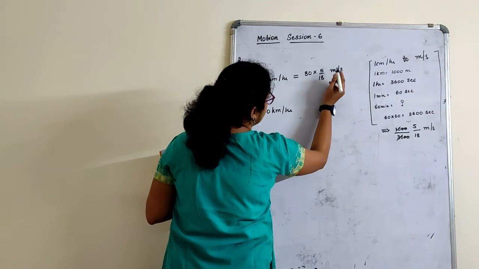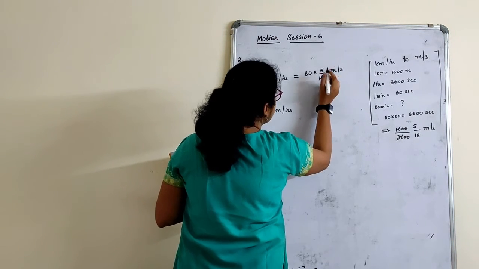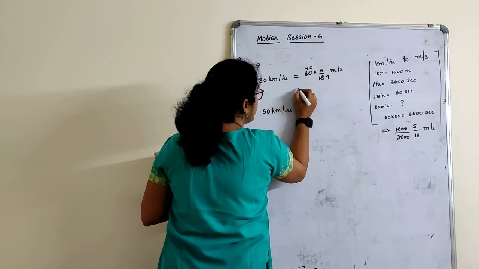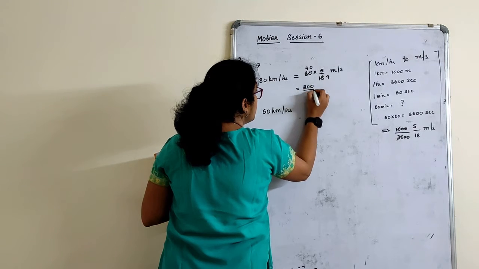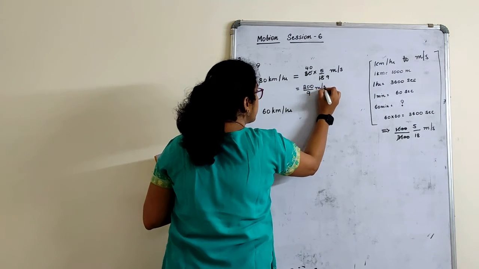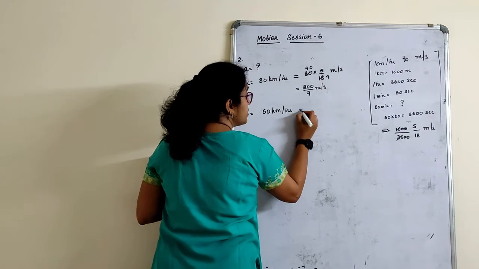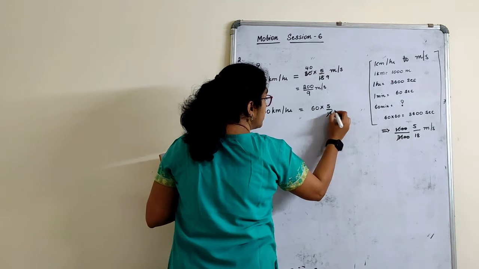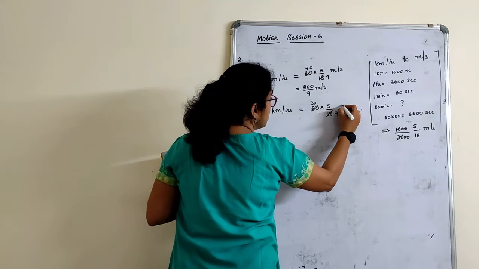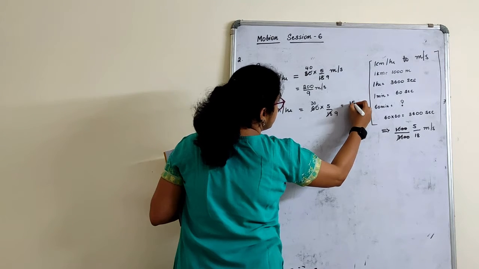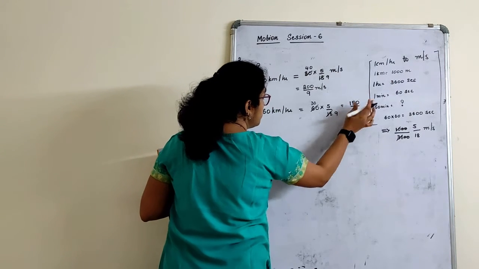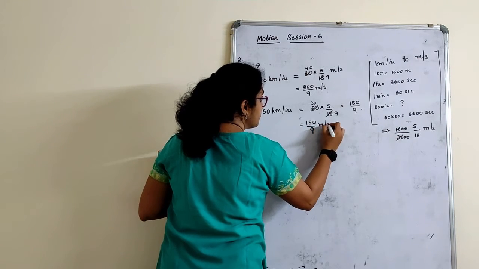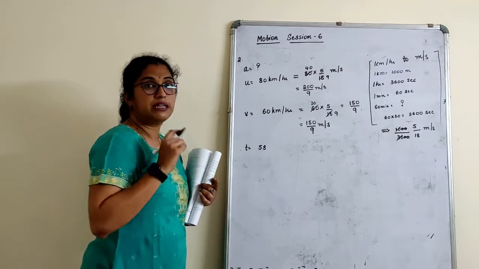So here, 2 nines are 18 and 2 fours are 8, so 40 into 5, 200 by 9 meters per second. Keep this as it is. Next, this will be 60 into 5 by 18. 2 nines are 18, 2 threes are 6, 5 threes are 15, so 50 by 3... I know this will get divided by 3, but keep that. It will be easy for us later, calculation wise. Again, 3 threes are 9, you don't know, LCM, it will be easy.